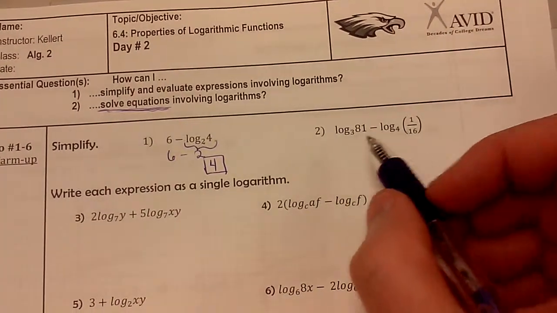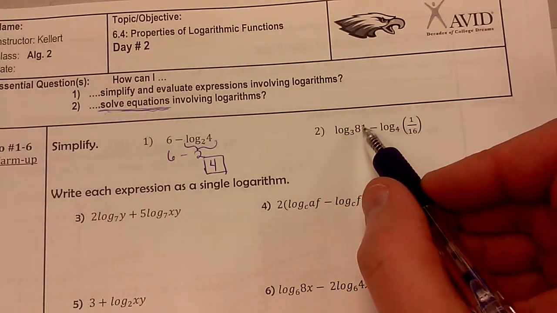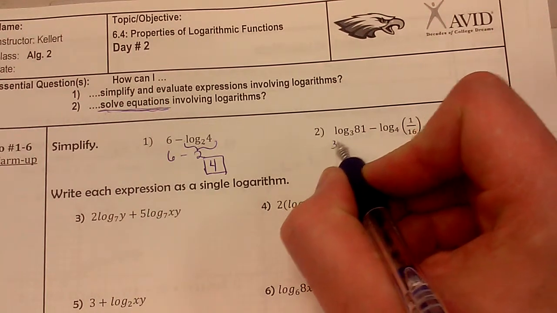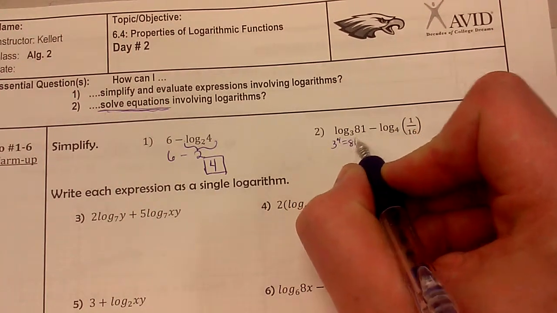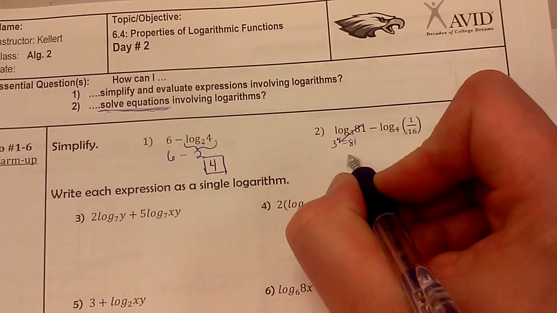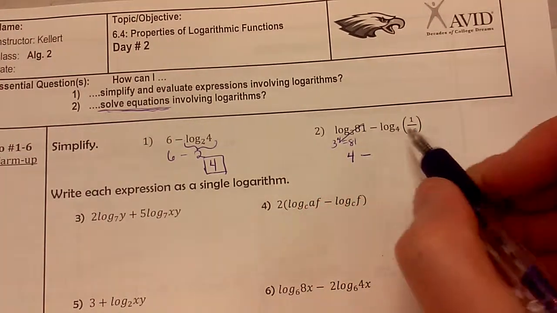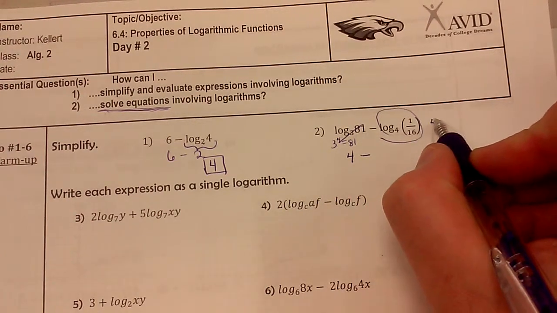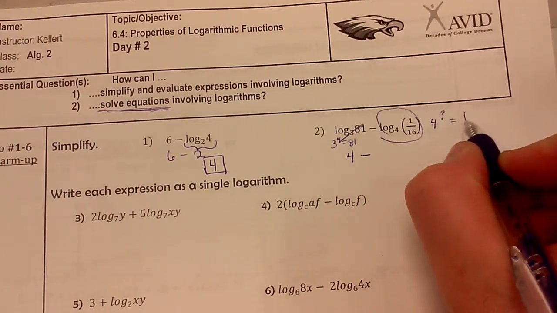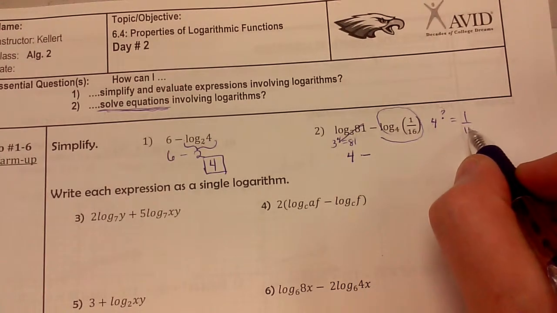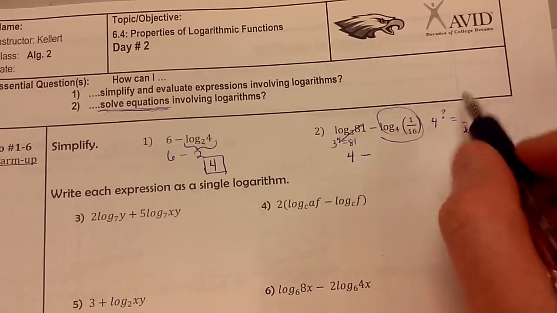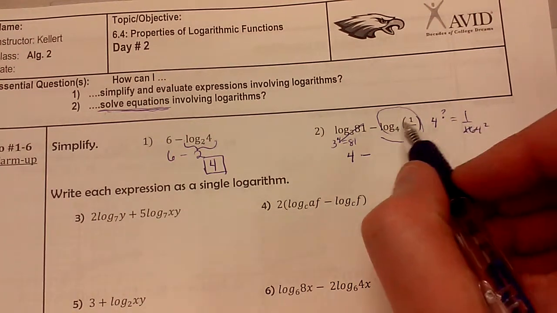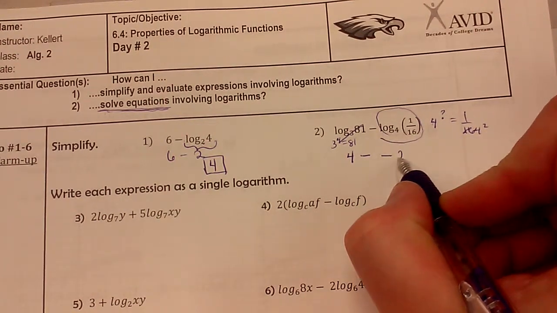Okay, something similar over here. 3 to what power is 81? 3 to the 4th power is 81. So that means this here is 4 minus, and then this, right? 4 to what power equals 1/16? Well, 16 is 4 squared. So that means this would have to be a negative 2 for it to be 1 over 4 to the positive 2. So this whole thing here equals negative 2.